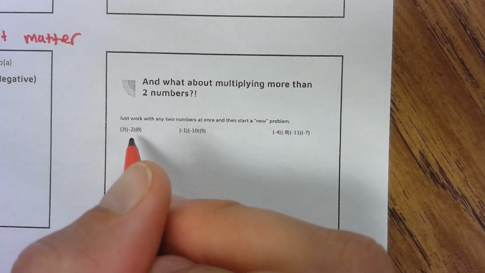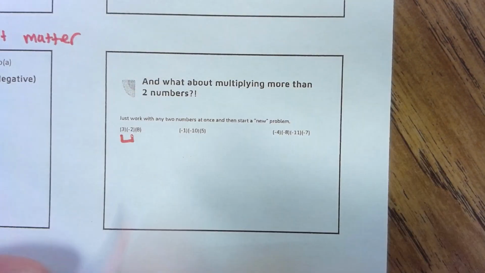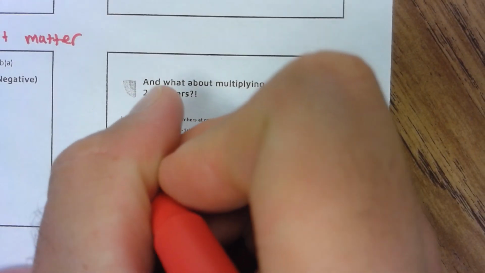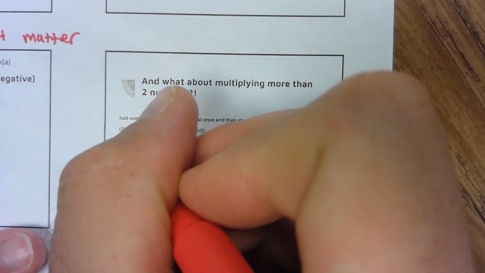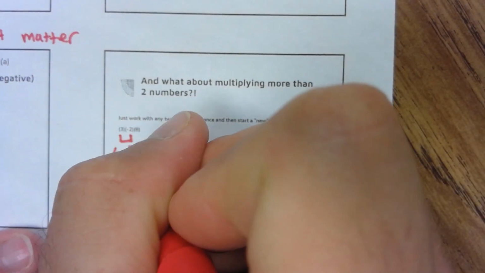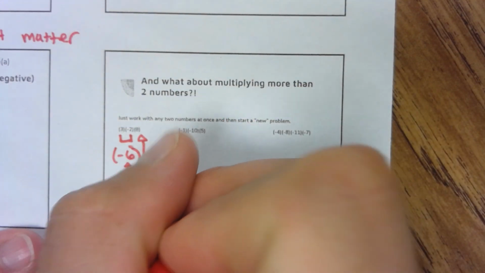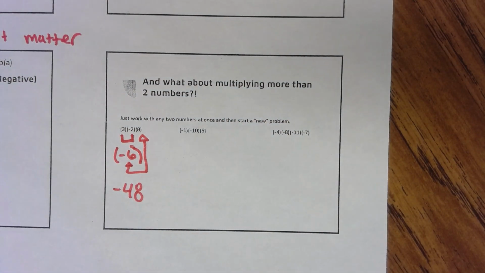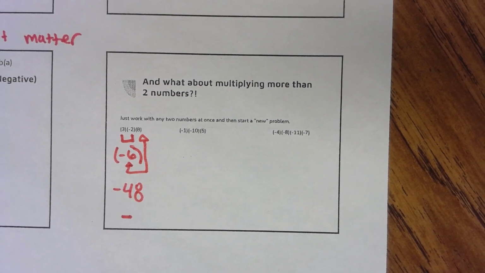Well, if I have 3 times negative 2 times 8, and I'm going to actually multiply these out. To do this multiplication, I'm going to do 3 times negative 2 to start. That result is negative 6. Then we're going to take that answer and multiply it by the remaining number of 8. So negative 6 times 8 is negative 48, ending with a negative.